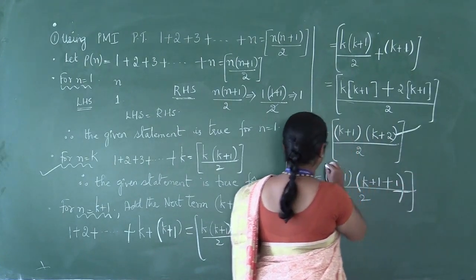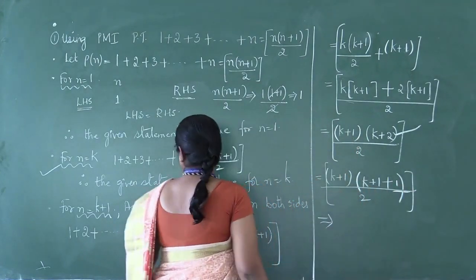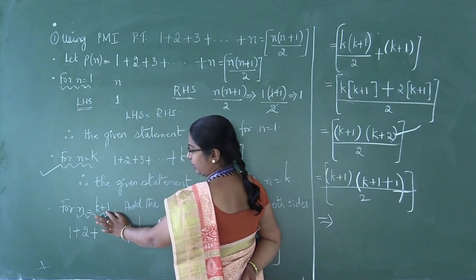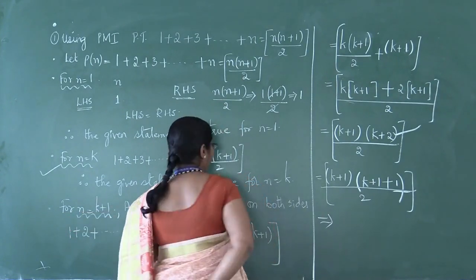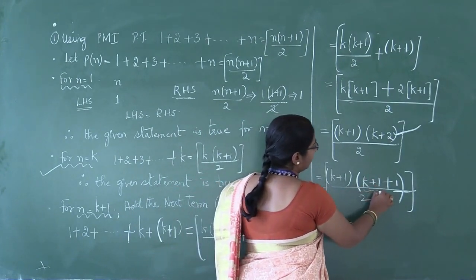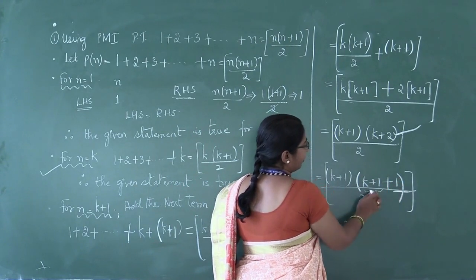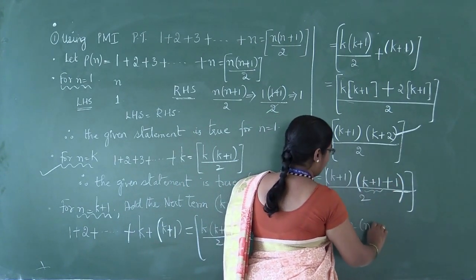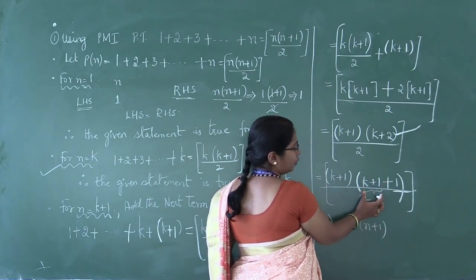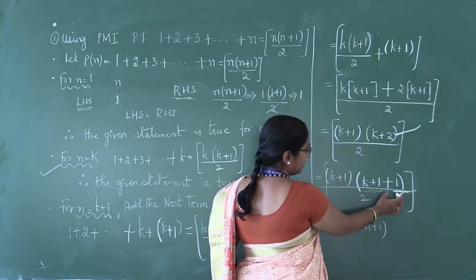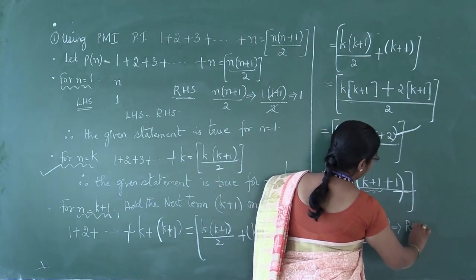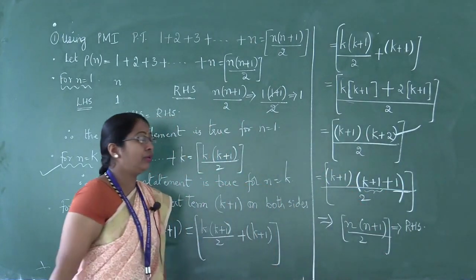divided by 2. Now, the last working rule states that for n is equal to k plus 1, or k plus 1 is equal to n. So what is k plus 1 equal to now? N. What is the term left out here? N plus 1. That is, we have assumed k plus 1 equal to n. So if I consider this term to be n, I can rewrite this as n plus 1 whole thing divided by 2, which is equal to RHS.